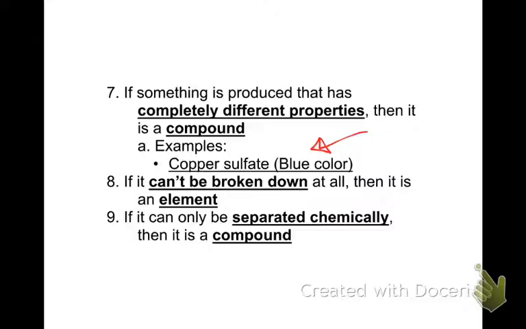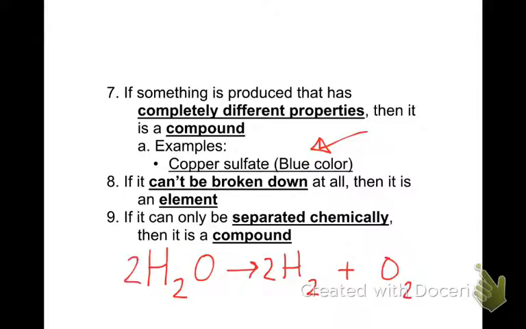If it can only be separated chemically, meaning the only way to get it back into its elemental form is through a chemical reaction, then it's a compound. For example, if we have water and want to create hydrogen gas and oxygen gas, the only way to do that is through a chemical reaction. You can't just take every water molecule and pick the hydrogen from the oxygen like you would pick grapes off a vine. You have to separate them using some kind of chemical means.